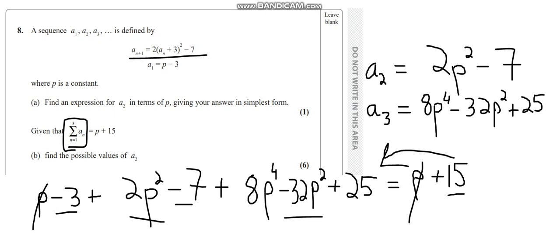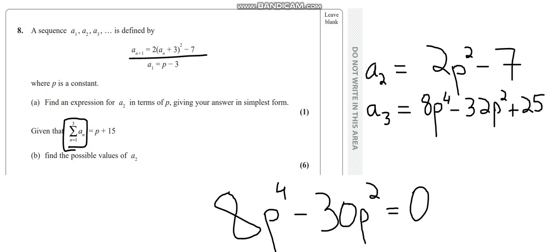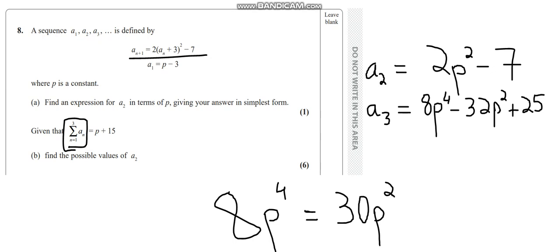And what we can do is a positive 2p square minus 32 becomes, sorry, negative 30p square. And we don't have a like term for 8p to the power 4, so it will be written as is. So our final product comes as 8p to the power 4 minus 30p square is equal to 0. So to find the p value, I'll add 30 to both sides, so we have 8p to the power 4 is equal to 30p square.